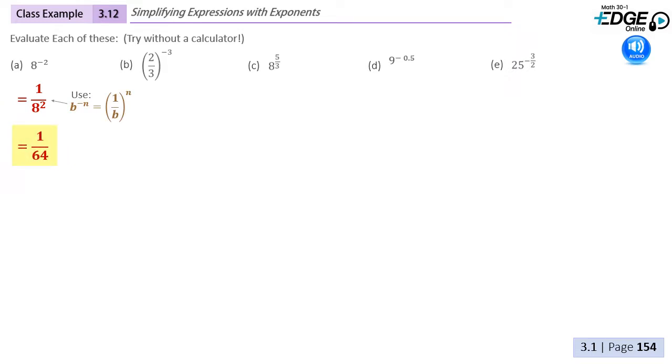Our first example is 8 to the negative 2. Recall that if the exponent is negative, that means we move the power into the denominator, unless it was already in the denominator, in which case we move it to the numerator. So here, 8 to the negative 2 becomes 1 over 8 to the positive 2. 8 squared makes 64. A reminder, having a negative exponent does not mean the number becomes negative.